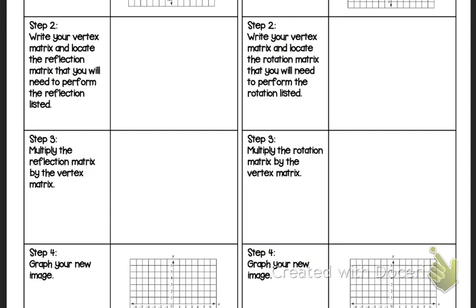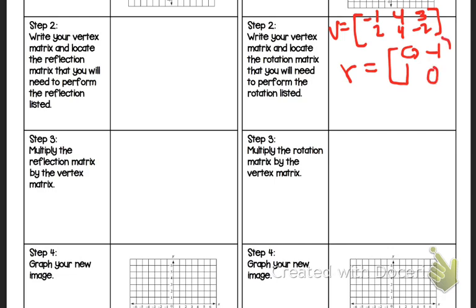So again, we need the same vertex matrix, V, and that was -1, 2, 4, 4, and 3, -2. And then a rotation matrix, I'm going to use a small r for rotation, and we're doing 90 degrees. So that one's going to be our 2 by 2: 0, 1, -1, 0. Okay, and then we multiply to get the new matrix, we multiply rotation by vertex, so R times V.